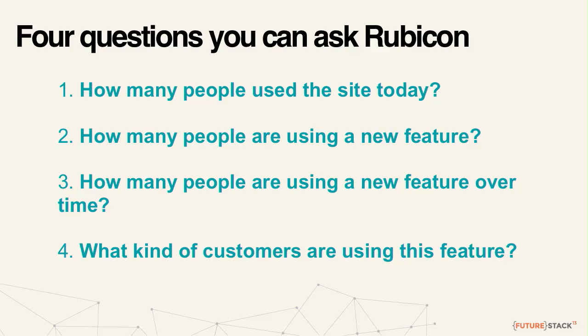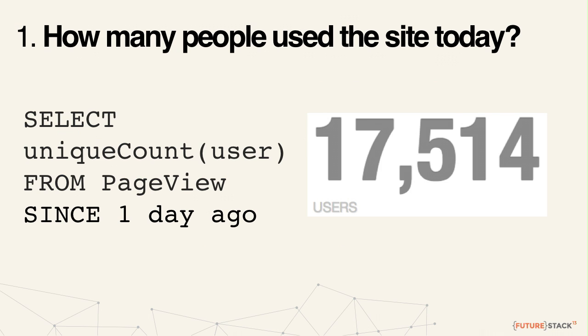So I want to go over 4 questions that you can ask Rubicon, and for each question, I want to explore a new feature of the query language and how it allows you to get insights into your application. So those 4 questions are: how many people use the site today? How many people are using a new feature? How many people are using a new feature over time? And what kind of customers are using this feature?